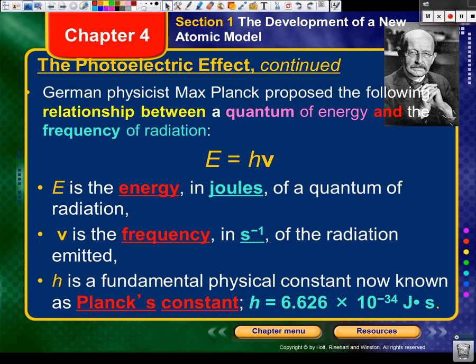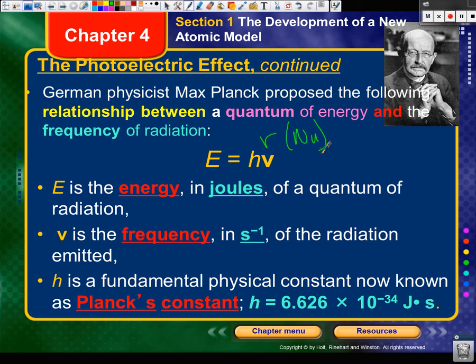He said E equals h nu, and that's not a V. It's that funky Greek letter again. What is it? Nu. So if you want to write this in, this is nu. You know what E is, that's energy. You know what nu is, that's frequency. But the h is the new one. What is h? Look at that last bullet. Planck's constant.